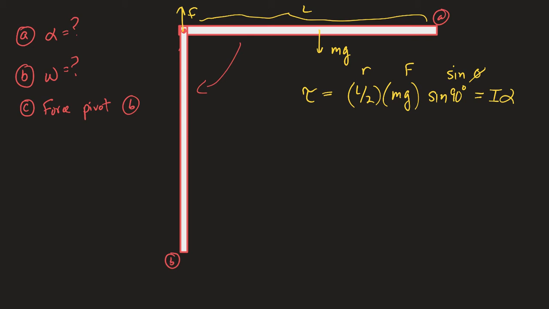Again, torque requires more steps. I'm going to have to figure out what I is for a rod rotated about its end. You can look it up in a chart, or if you have it in your notes, you can look it up in your notes. Or if you have it memorized, you can have it memorized. I have it memorized. Cancel the M's, cancel an L, and I get that alpha equals 3G over 2L.